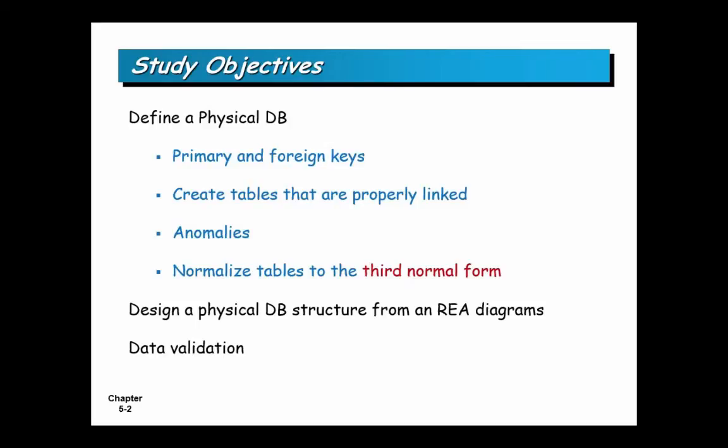Then we will learn how to normalize your database, a term we used before, but we're going to really get into it in this chapter, to the third normal form. Remember I told you there are actually 7 normal forms? No company cares about it beyond the third normal form, so that's all we're going to think about.